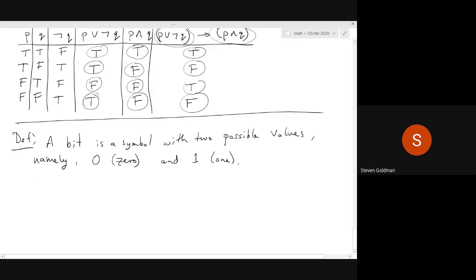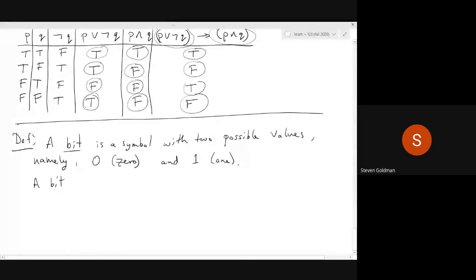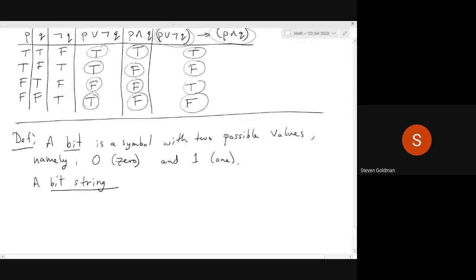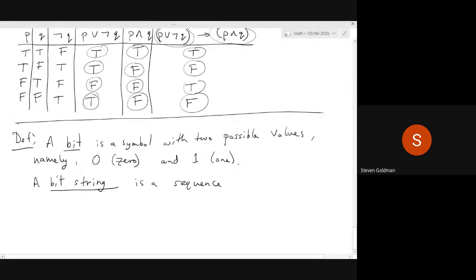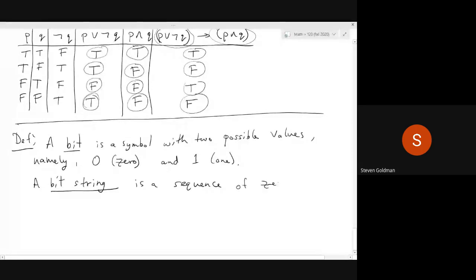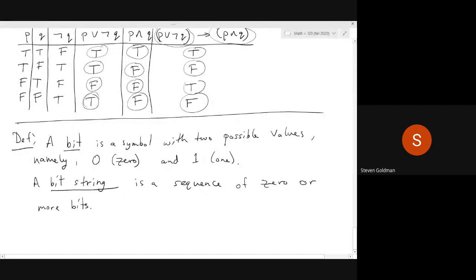A bit string is a sequence of 0 or more bits. All right, the length of this string is the number of bits in the string.